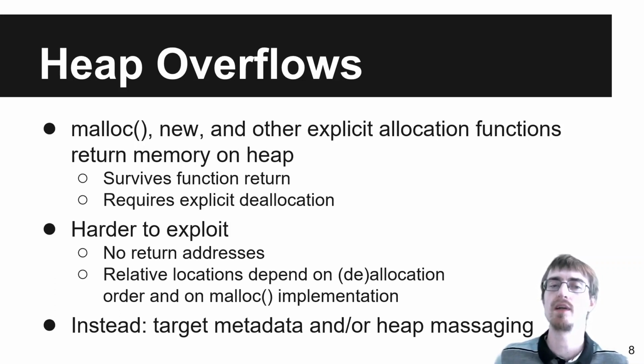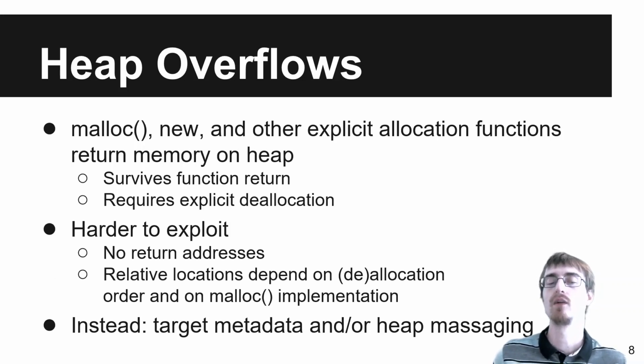The heap is used by functions like malloc, new, and other explicit allocation functions. These functions give you memory that survives the return of the function. If we have a local buffer on the stack, it will be deallocated whenever we return. If we allocate memory on the heap using malloc, new, and friends, then we must explicitly deallocate the memory. If we do not do this, we leak memory. And this is also an issue, because eventually the program might run out of memory and crash.